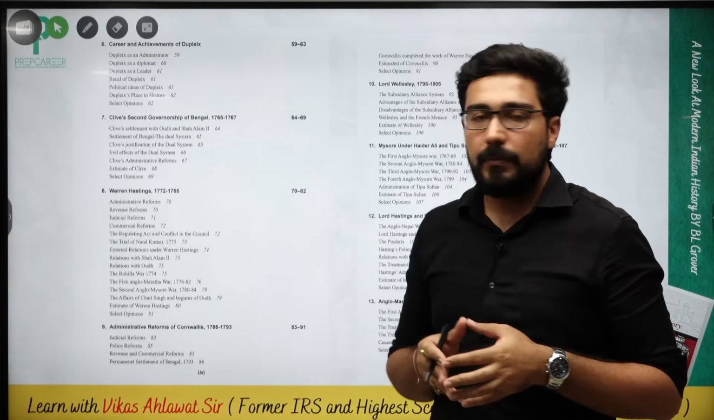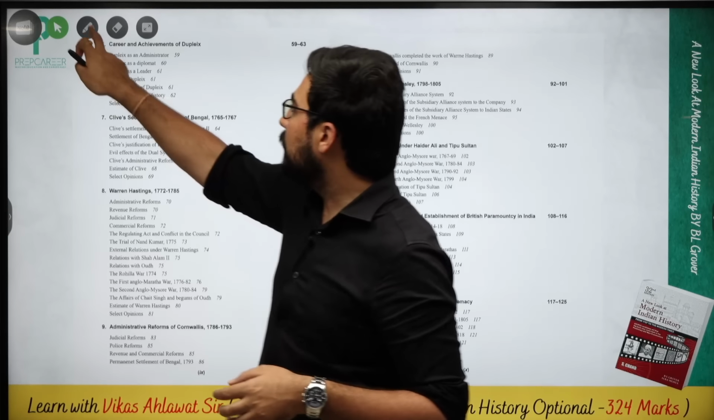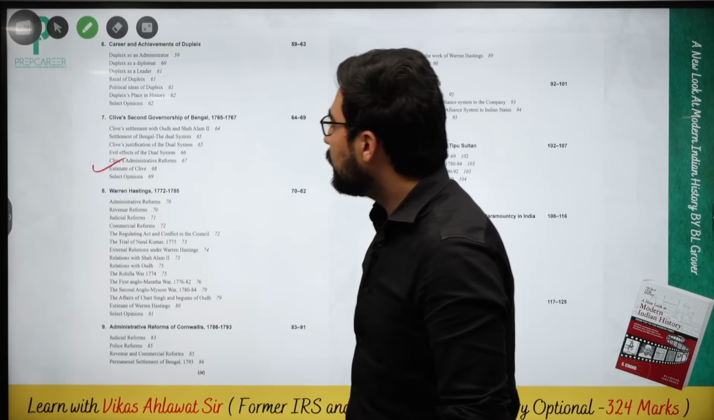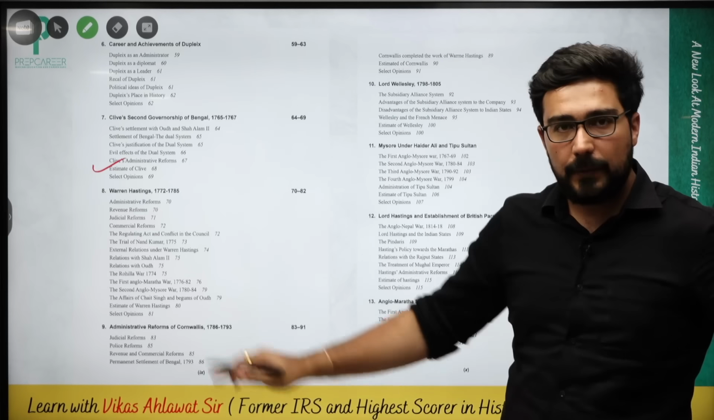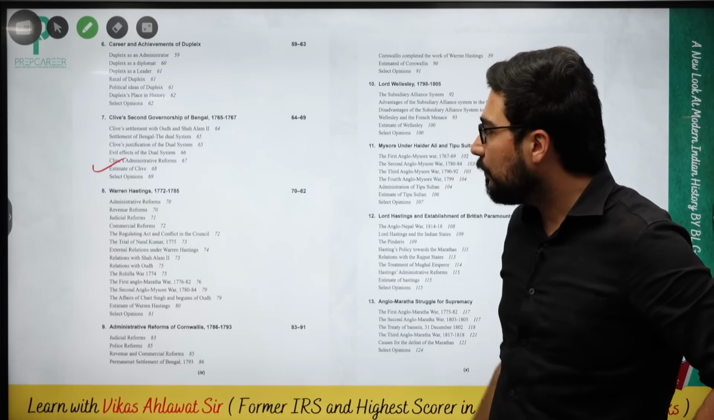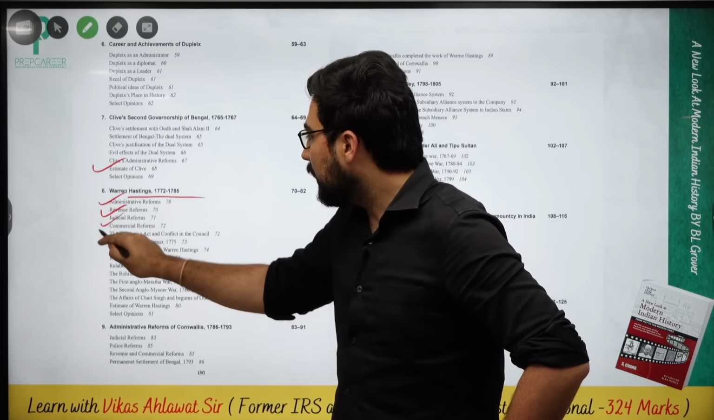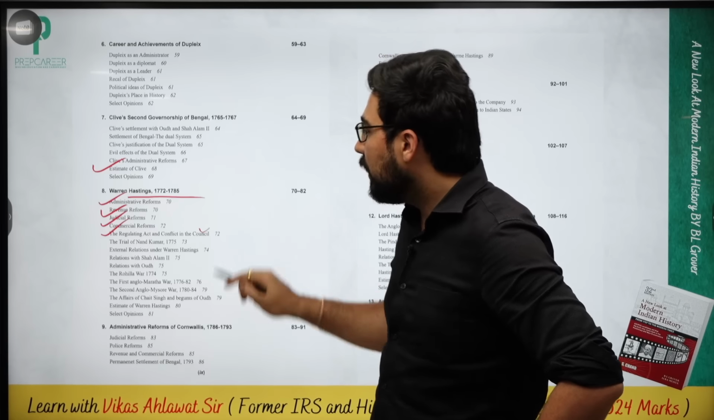Similar is chapter number 7. What is important from chapter number 7 is the dual administrative system, and what were the problems directly linked to this. So chapter number 7 is important from that point of view. From Warren Hastings, read administrative, revenue, judicial and commercial reforms. Okay, the Regulating Act and its problems.